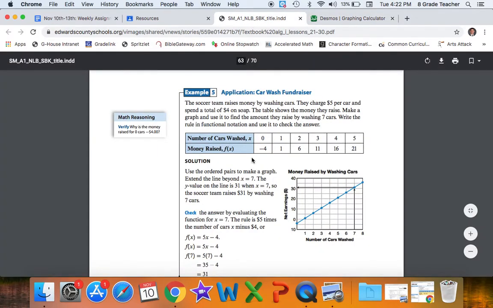If you look closely, you can see that this is spread out over a great deal and has the earnings showing more of a flat line overall. But here's how you would take those two points into consideration. Write out that function, and then if it's asking you a specific question, for example, make a graph and use it to find the amount of money they raised by washing 7 cars. If you plug in 7 for that equation, 5 times 7 is 35 minus 4 is 31.